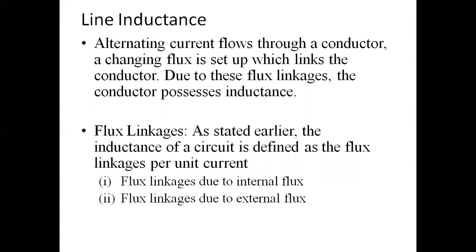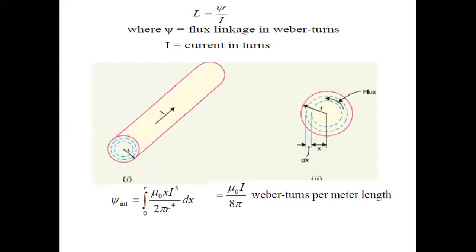Now we have to assume two conductors are laid in parallel. So the current in one conductor will give flux linkage in the other conductor. This is called flux linkages due to the external flux. So now the total flux linkage in the conductor is equal to the sum of the flux linkages due to the internal flux and the flux linkages due to the external flux. Now assume this is a single conductor. Now I'm going to find the flux linkages due to the internal flux.